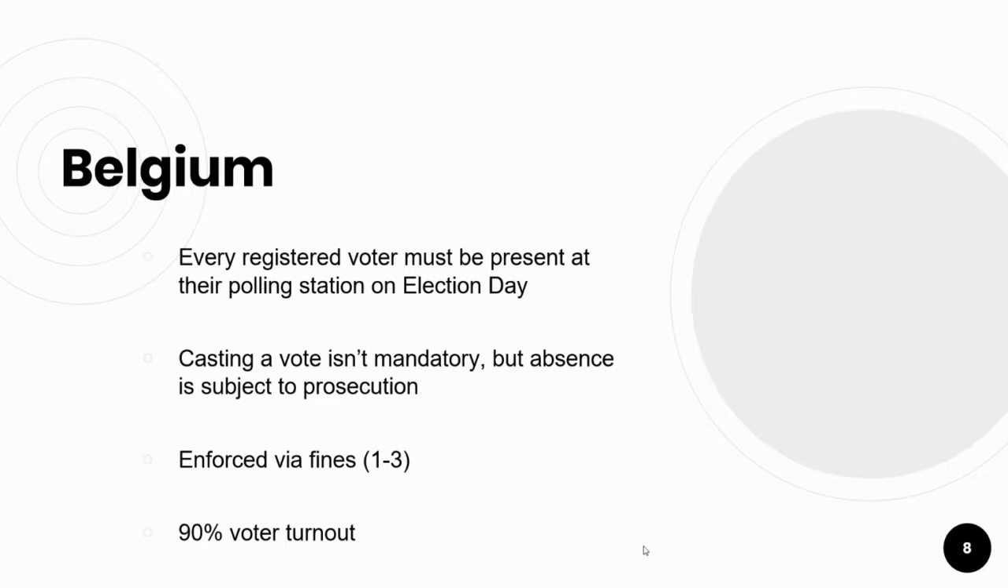That also has implications for your ability to run for public office. If you're taken from the voter registry in Belgium, you can't be elected to any sort of public office, which for a lot of people, I think about 20% of people in Belgium work for the government, is a very harsh penalty. And they also have a voter turnout of about 90%.